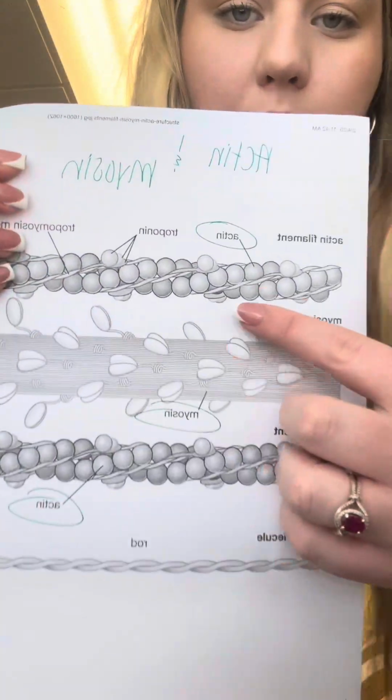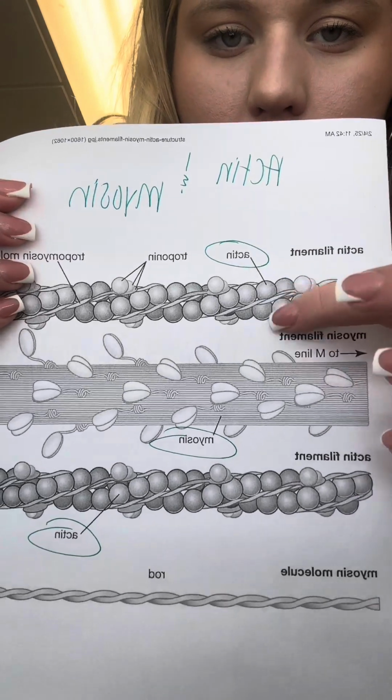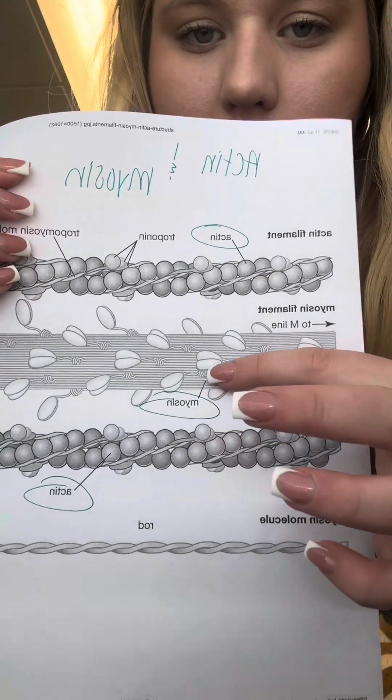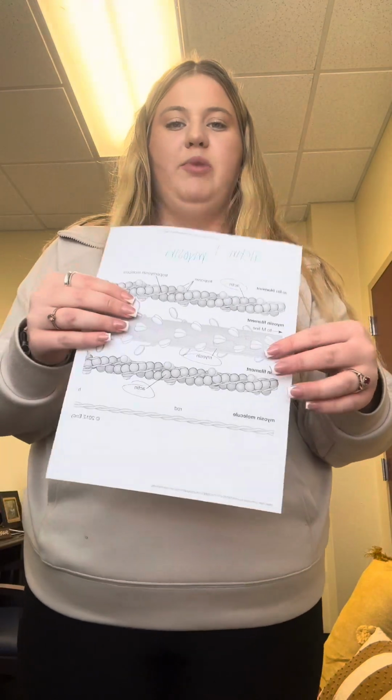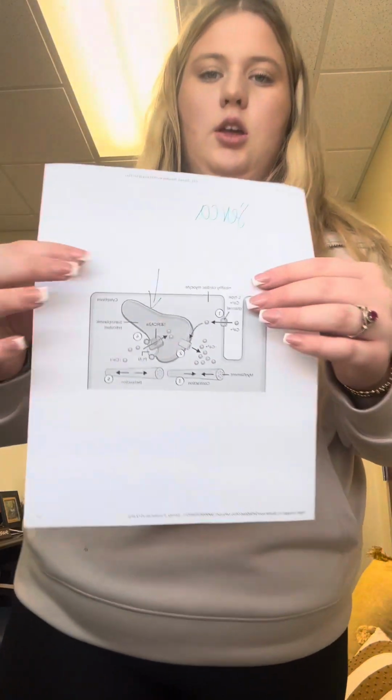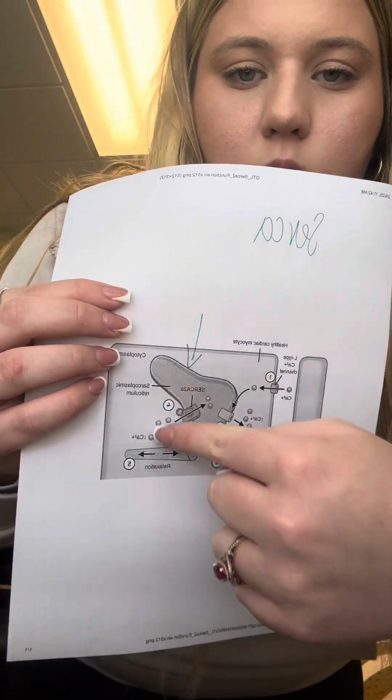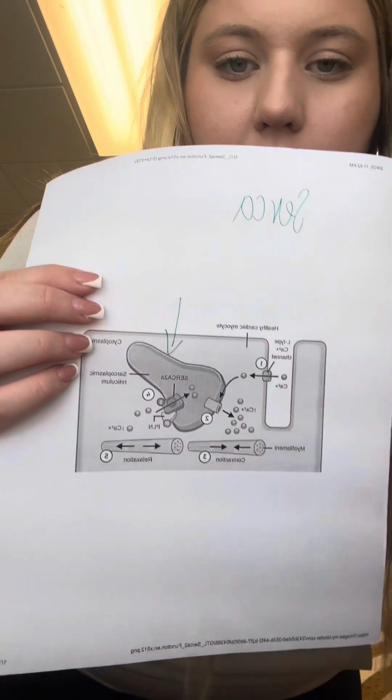Then next we have actin and myosin. So up here, this is the actin, the little ball, and the myosin is right here. And it generates force and movement in cells. They both do that. Then we have the SERCA, which is this weird guitar shaped thing.